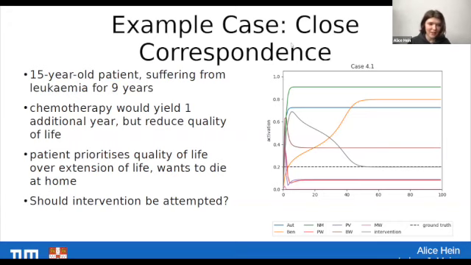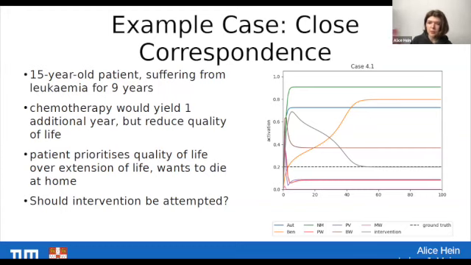So this is a case of a 15-year-old patient. She's suffering from leukemia, and she has been for the past 9 years. She could receive chemotherapy, which would yield an additional year of life, but it would reduce the quality of life significantly. This particular patient prioritizes quality of life over extension of life, and she wants to die at home. Now the question is, should the intervention, which refers to the chemotherapy in this case, be attempted? And on the right, you can see how this case unfolds in the model.